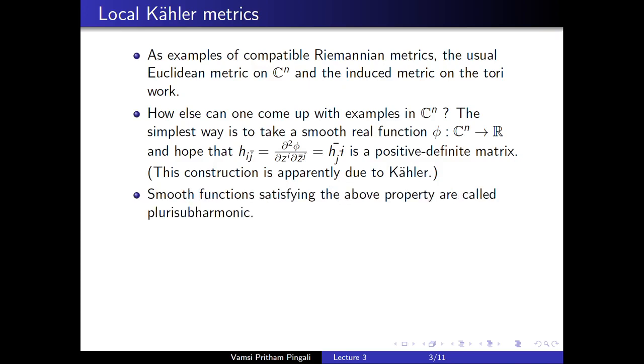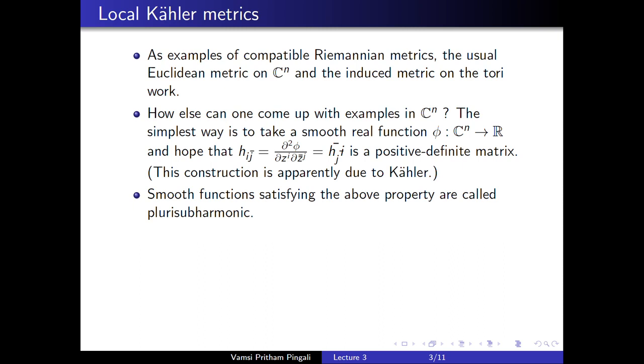Nonetheless, any smooth function satisfying this property, that its complex Hessian is a positive definite matrix, such a smooth function is called plurisubharmonic. Okay. Why is it called plurisubharmonic? What does it have to do with harmonic functions?